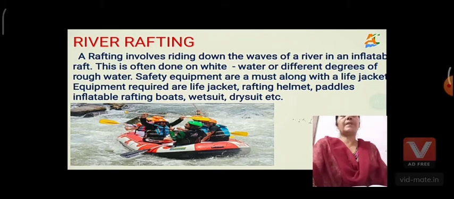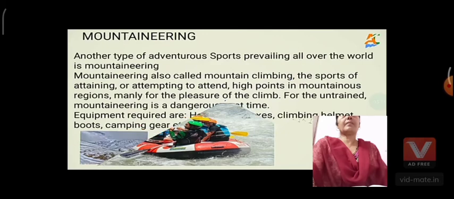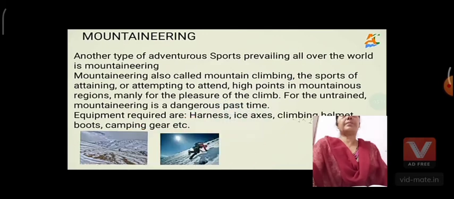Now the next one is mountaineering. Another type of adventurous sport prevailing all over the world is mountaineering. Mountaineering, also called mountain climbing, is the sport of attaining or attempting to attain a high point in a mountainous region, mainly for the pleasure of the climb.